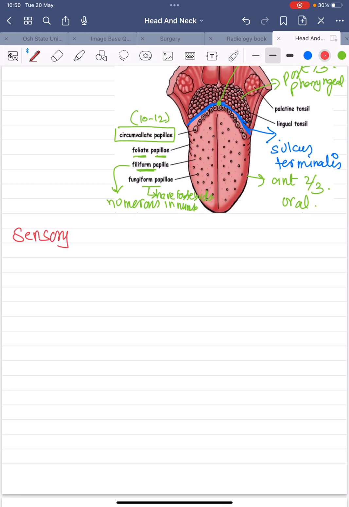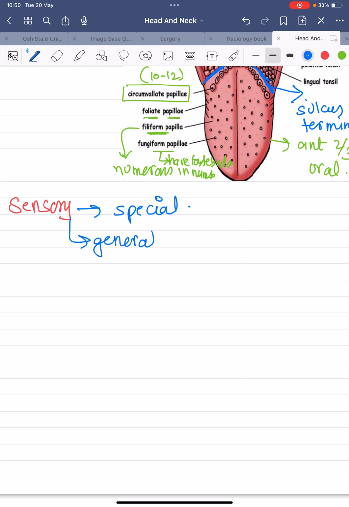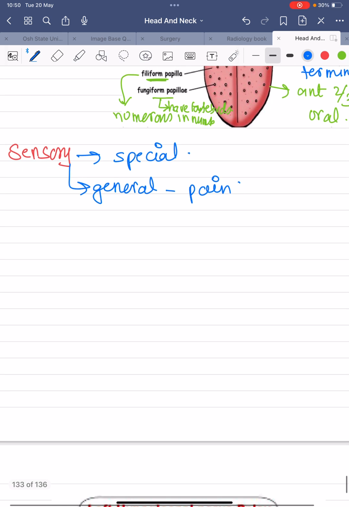Now coming to the sensory innervation of the tongue. Sensory innervation of the tongue, please remember, is a little tricky because you have special sensations like taste, and you have general sensations like pain also. So how can you remember it? It is very easy. We will make one diagram.